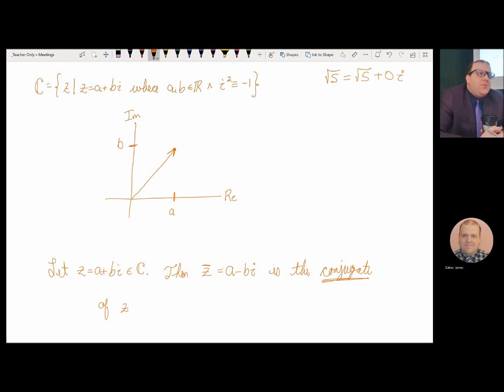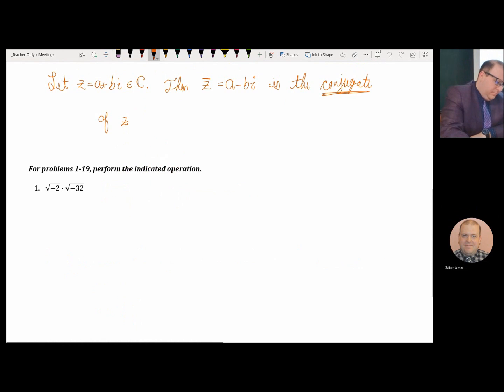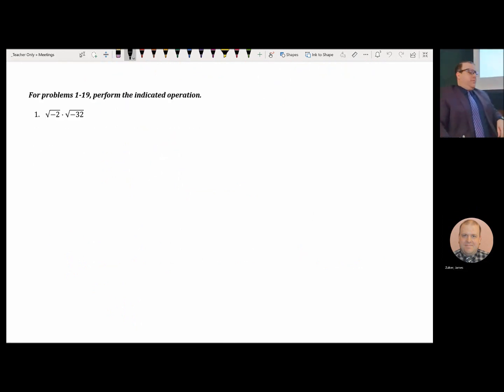There are also magnitudes of complex numbers, which we're not going to deal with. That is something you would study in a complex analysis course, which is senior level. So this is going to be dealing with arithmetic.